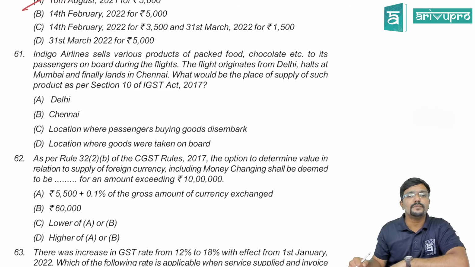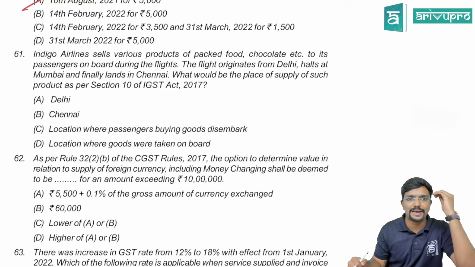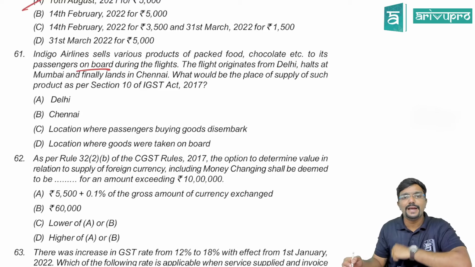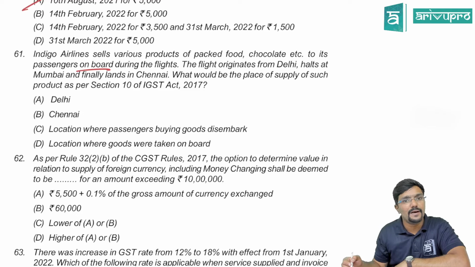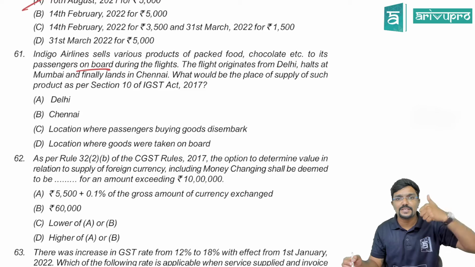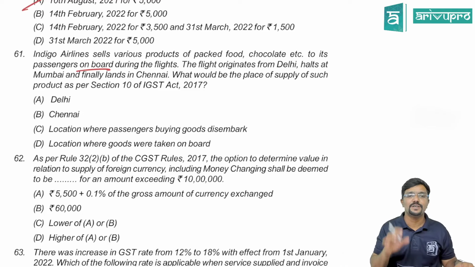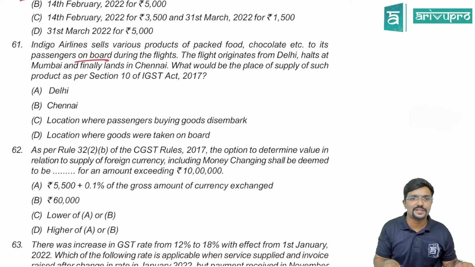Indigo Airlines sells various products of packed food, chocolate, etc. to its passengers on board during the flights. The flight originates from Delhi, halts at Mumbai, and finally lands in Chennai. What would be the place of supply of such product as per section 10 of IGST Act? They are asking with respect to place of supply provision.